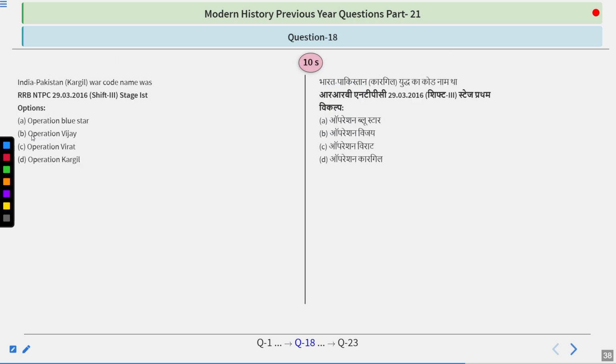India-Pakistan Kargil War codenamed was options: Operation Blue Star, Operation Vijay, Operation Virat, or Operation Kargil. Try to think about it.